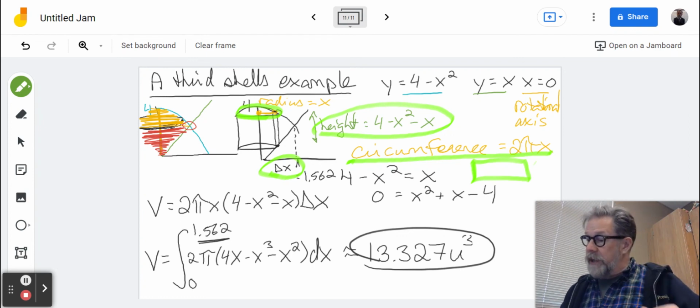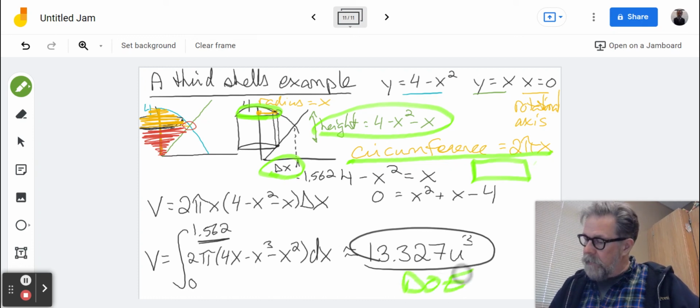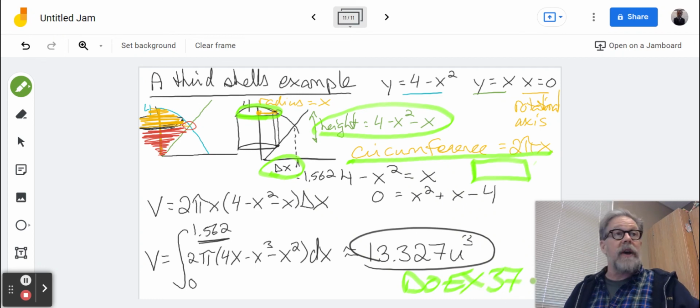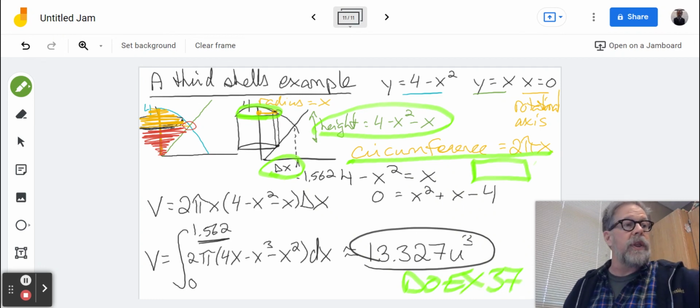All right, hope that makes sense. I believe I said, but maybe didn't write, my students do exercise 37, and we'll be back with non-rotational cross sections.